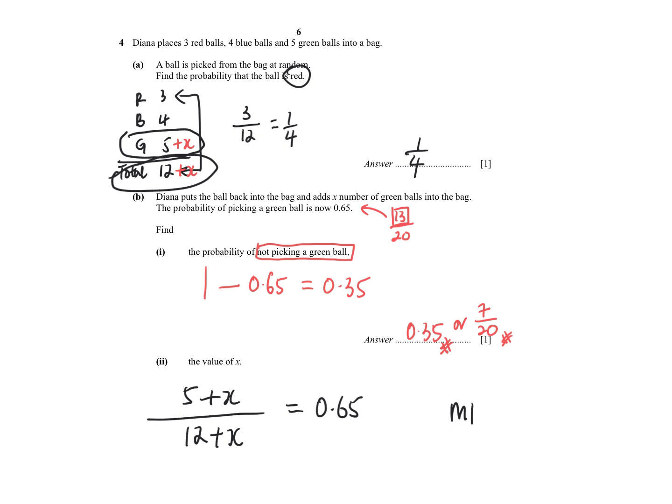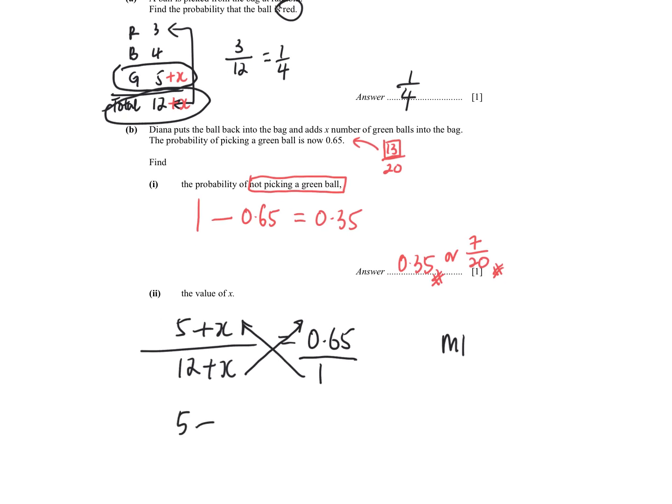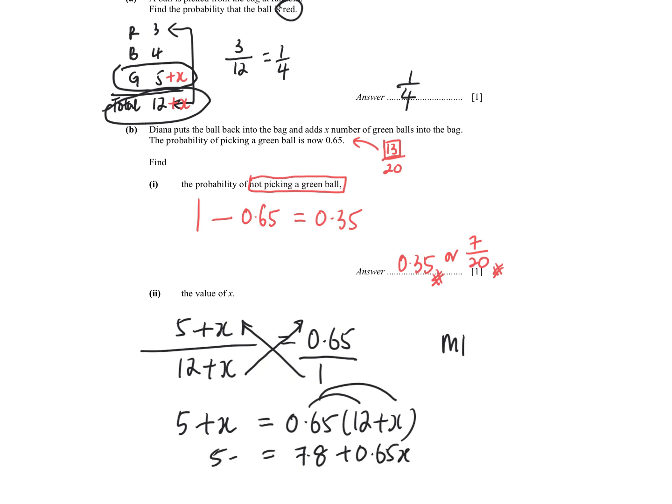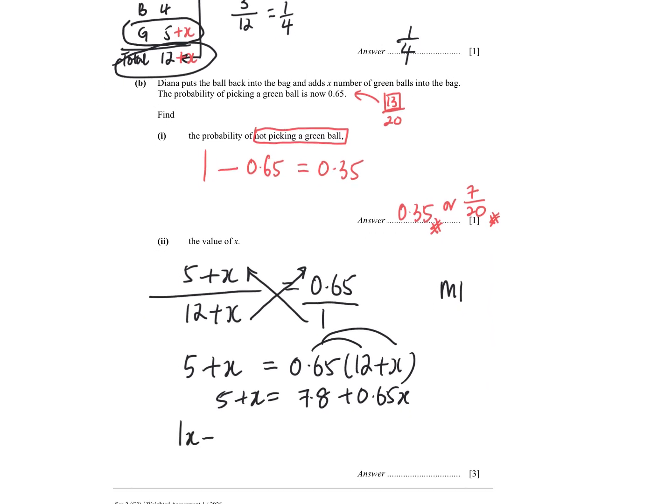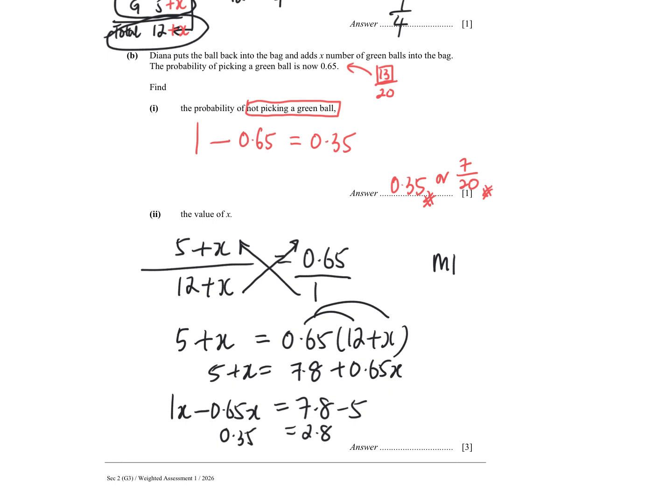So once I see this, I give 1 mark. And then you cross multiply. So if you cross multiply, you get your second mark. Okay, so in the end, you will get here is 2.8, here is 0.35x. So x is just a very nice 8.